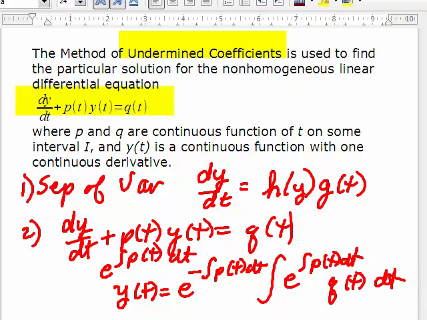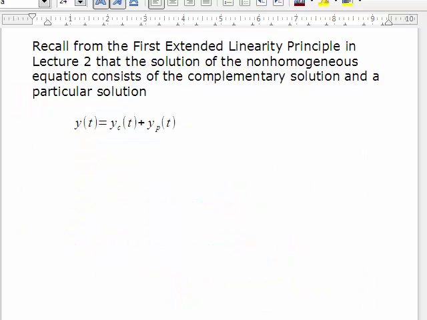And you have these two integrals to solve, one in an exponent, and then after that you have to deal with the other integral, and they might be tricky. You might not be able to solve them. So now we're going to look at the method of undetermined coefficients. In this method we're going to use the principles of linearity from lecture 2. Let's recall the principles of linearity from that lecture.